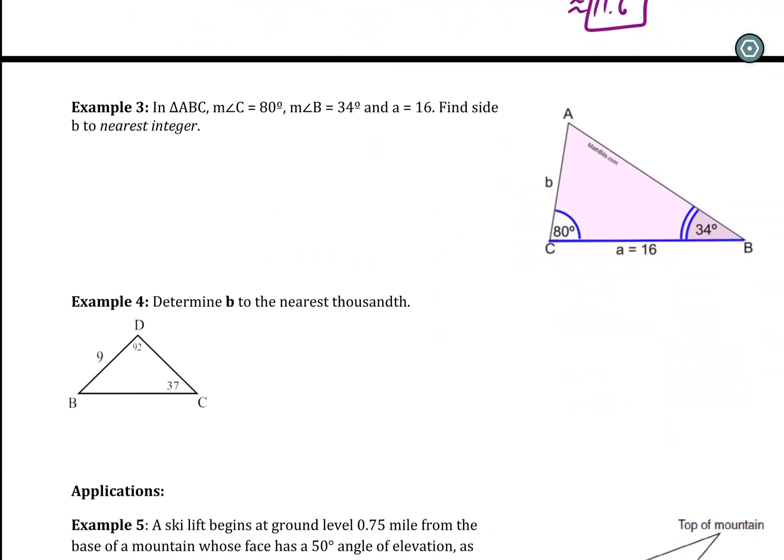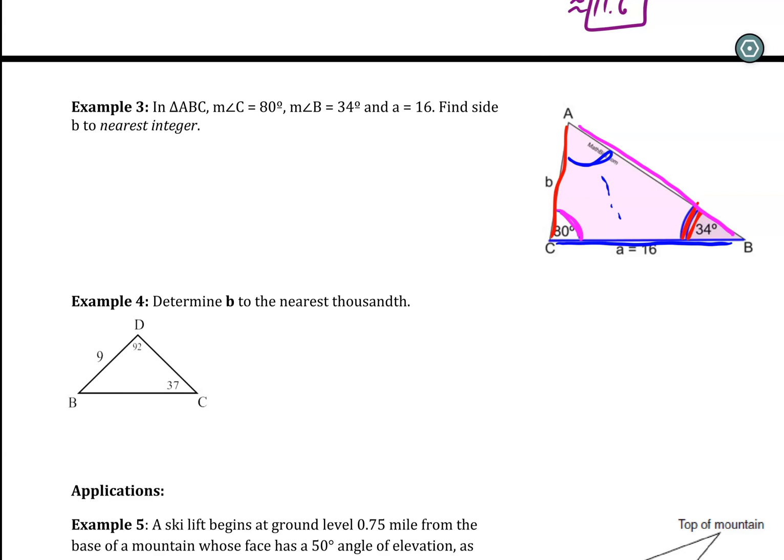All right, let's look at a couple more examples here. We're looking to find side B to the nearest integer. So again, it's all about setting up the relationships. Here we've got 34. That's across from B, so that works. I have 80, which is this side over here, but I don't have that value. But I do have this value over here. I do have A is 16, but that goes across to this angle, and I don't have that angle.